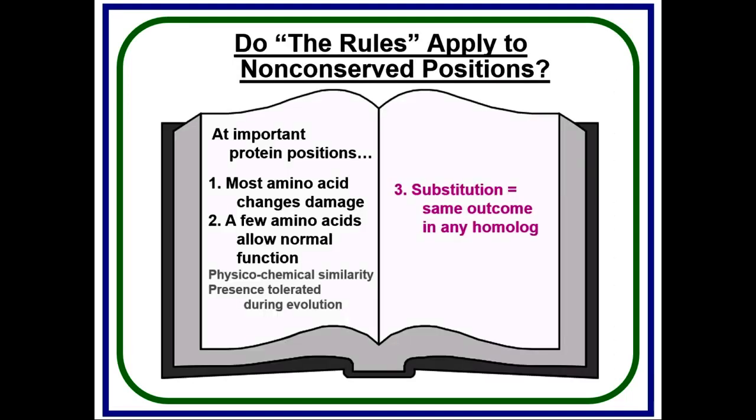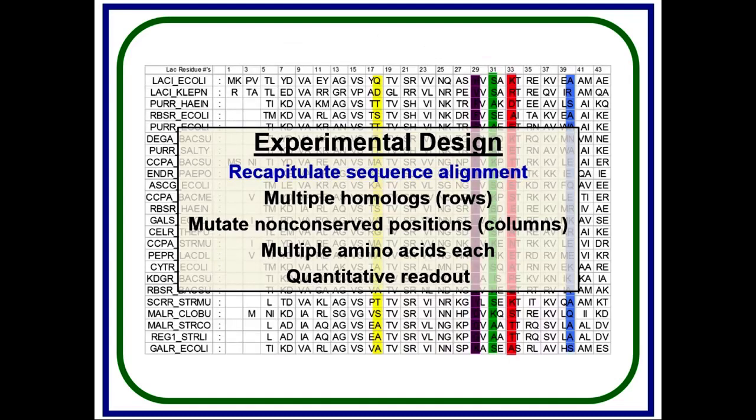So we ask the question, do these textbook rules apply to changes at non-conserved positions? And we were particularly interested in this third rule, that we could extrapolate the substitution outcome from one homolog to any other homolog. And we wanted to test it using multiple homologs in the same family. And so we thought of an experimental design which essentially recapitulates a sequence alignment in the lab.